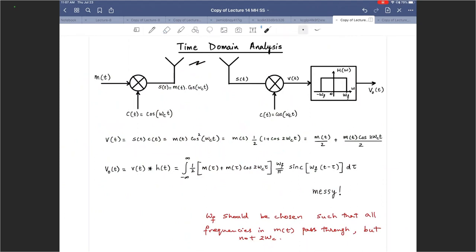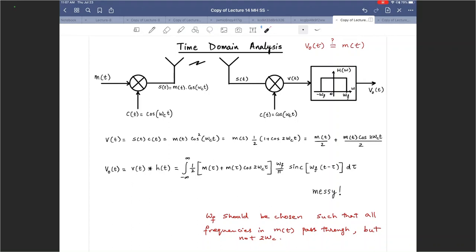Now let's try to do a time domain analysis, and our goal is to find whether vo of t is equal to m of t or not, right? That's our goal. Whatever we transmitted, is it the same thing as we received or not? Let us try to prove that. But we are trying to prove that in a bad way first. Why is this a bad way? Because it becomes very, very messy mathematically to analyze this in time domain.